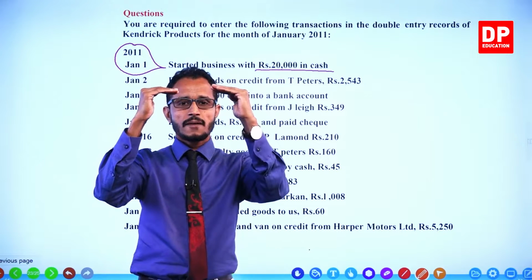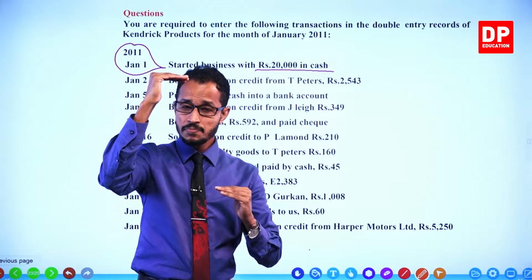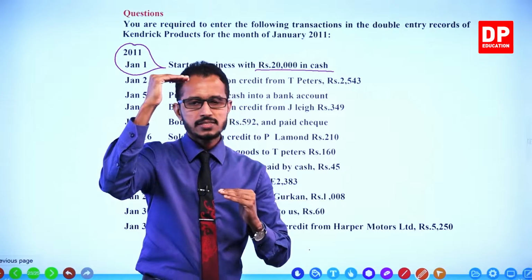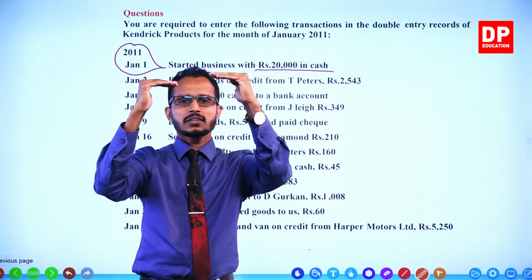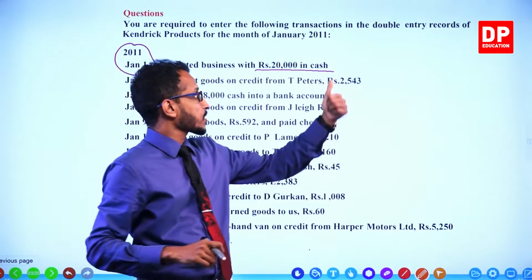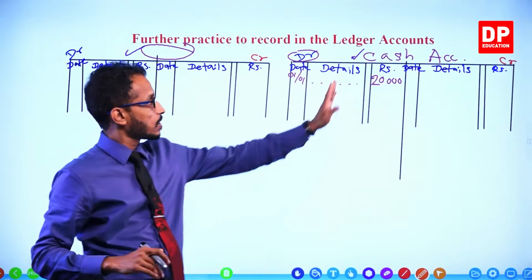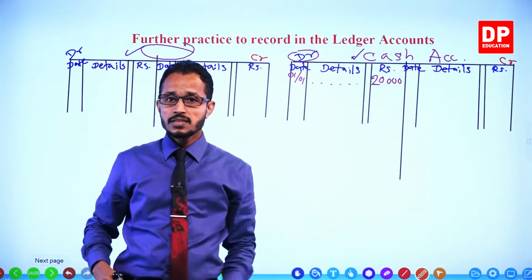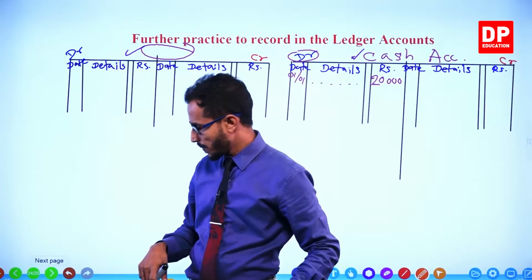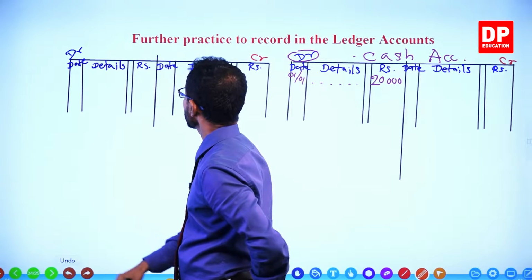Decreasing or increasing? Cash increases. At the same time, what is that? Yes, capital increases because the owner's money comes into the business. So then, cash account done. This account should be capital, that's right. This account should be capital.